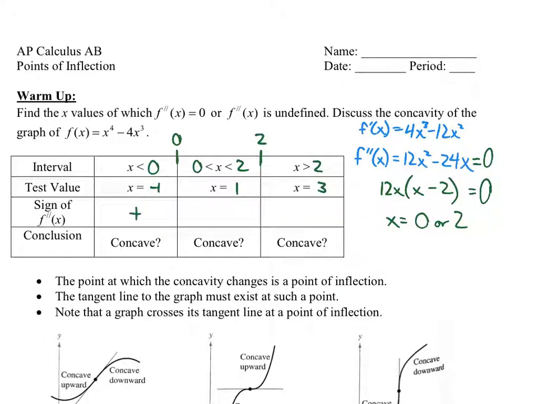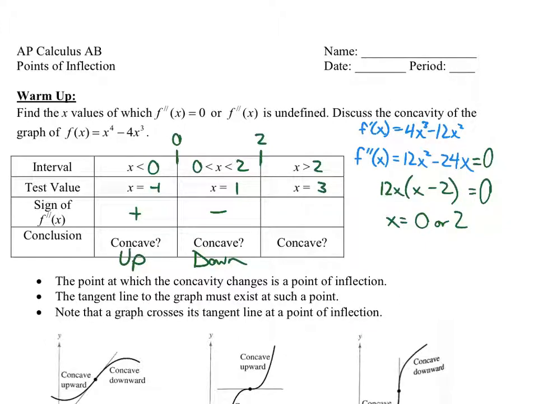So what does that tell us about our concavity? Concave up. Do you plug back into the second derivative? Yes. Just like when we were figuring out increasing and decreasing, we plugged our test values into the first derivative. If we're trying to determine concavity, we need to plug the test values into the second derivative. Okay? So now if I plug in a 1, I have 12 times 1 times -1. So that's negative. So I'm concave down.